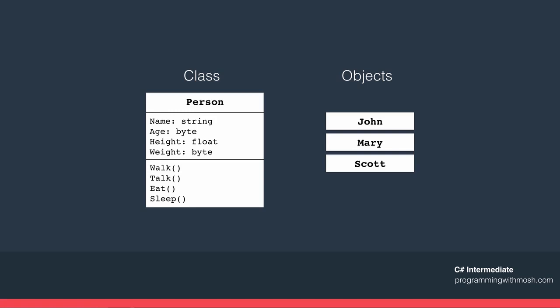So back to our person example, if person is a class, we can have objects like John, Mary, and Scott. These are instances of that person. The person class or the person type defines the blueprint from which we can create objects. At runtime, these objects in the memory talk to each other, and as a result, we get the behavior expected from the application. Now let's see how we can declare a class in C#.